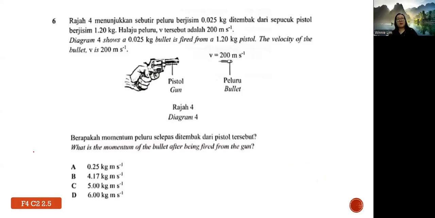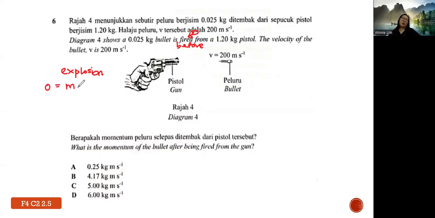Number 6, diagram 4 shows a 0.025 kg bullet fired from a 1.2 kg pistol, and the velocity of the bullet is 200 meters per second. What is the momentum of the bullet after being fired from the gun? So for information, this idea is under the principle of conservation of momentum, and the concept involved is actually the explosion idea. From the idea of explosion, you're supposed to know that initially, before firing, the gun and the bullet are together as one. Are they moving? No. So the total momentum before is 0.